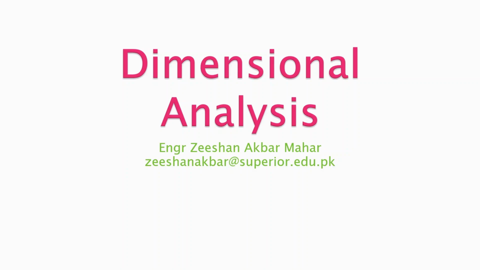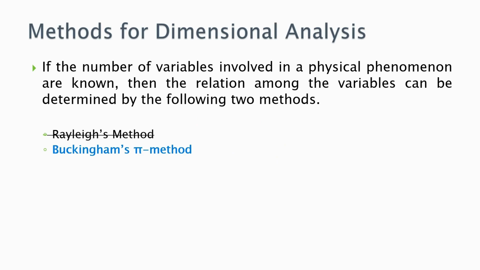In this video lecture, basically this is part 2 of dimensional analysis. In the last part of the video, we discussed Rayleigh's method for dimensional analysis and deriving a relationship between dependent and independent variables. In this video, I will teach how we can derive a relationship between dependent and independent variables by using the second method, which is known as the Buckingham Pi method.